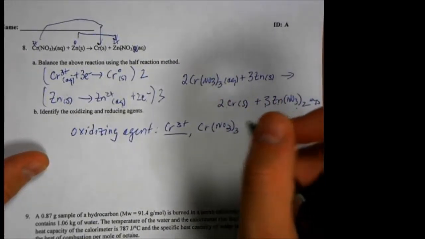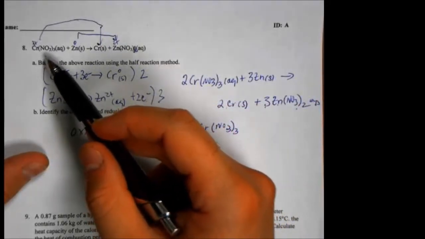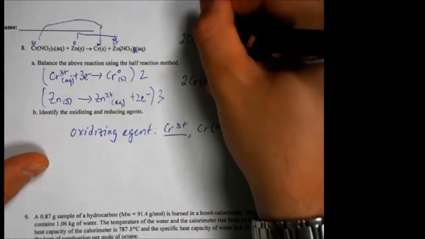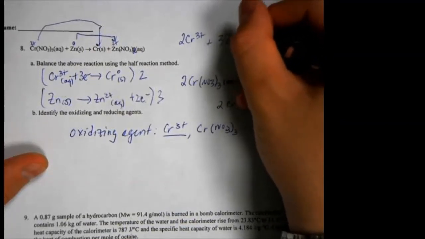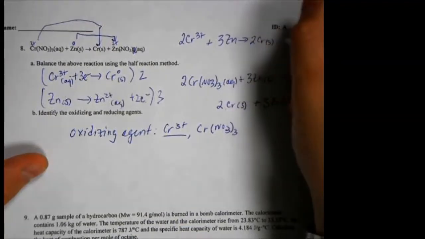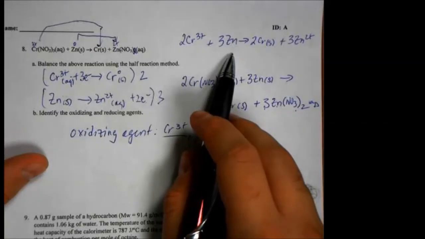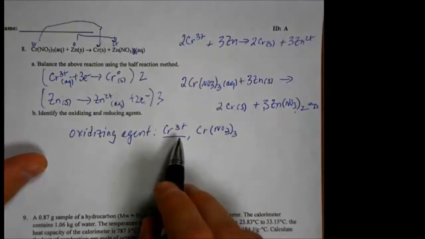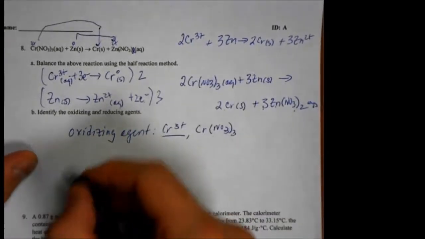The reason I prefer this is because if you look at the net ionic equation, the nitrate's not there. The net ionic equation for this is going to be 2 chromium 3+ plus 3 zinc gives 2 chromium solid plus 3 zinc 2+, right? So this is the net ionic equation. In this case, you see that the nitrate doesn't appear. So my preference is for the chromium 3+. But if you wrote chromium nitrate at this level, it would be okay as well.